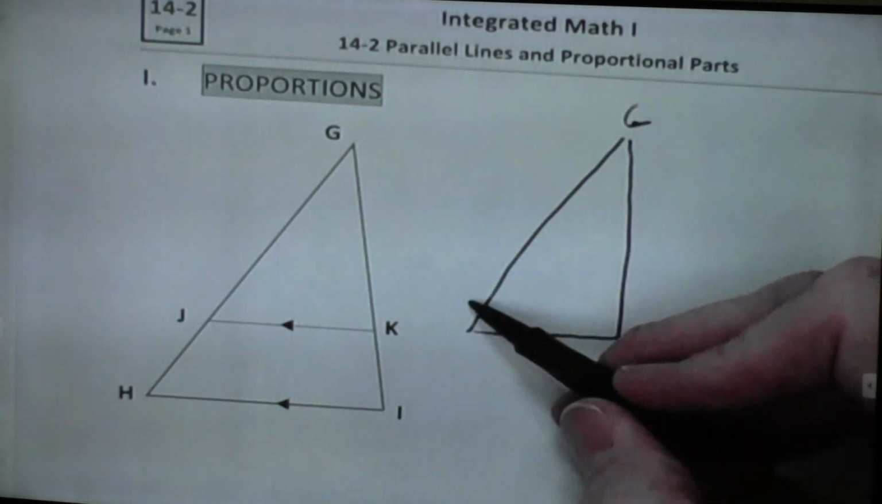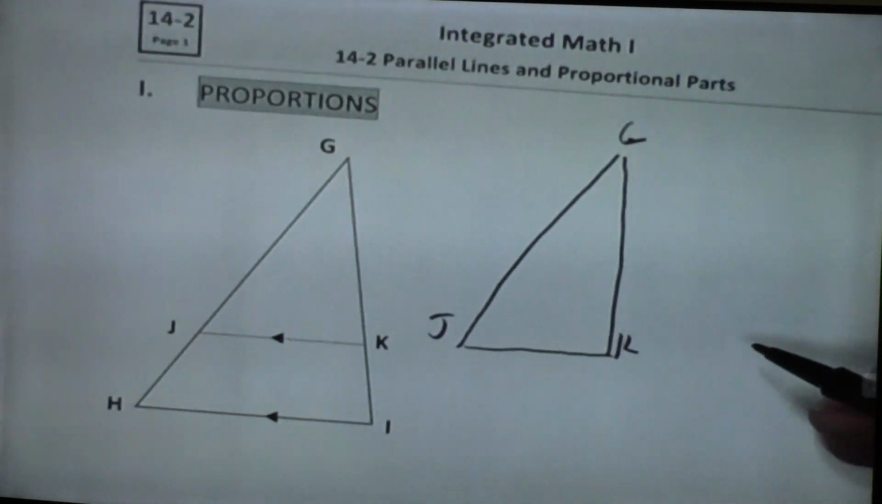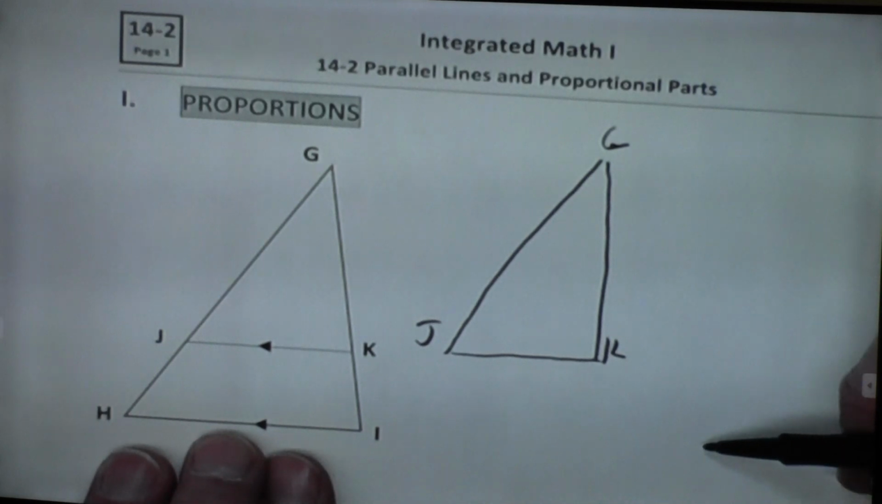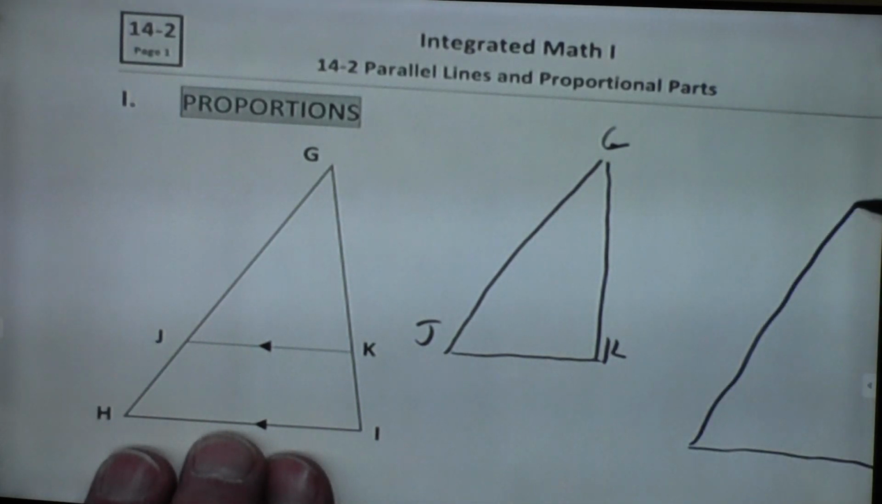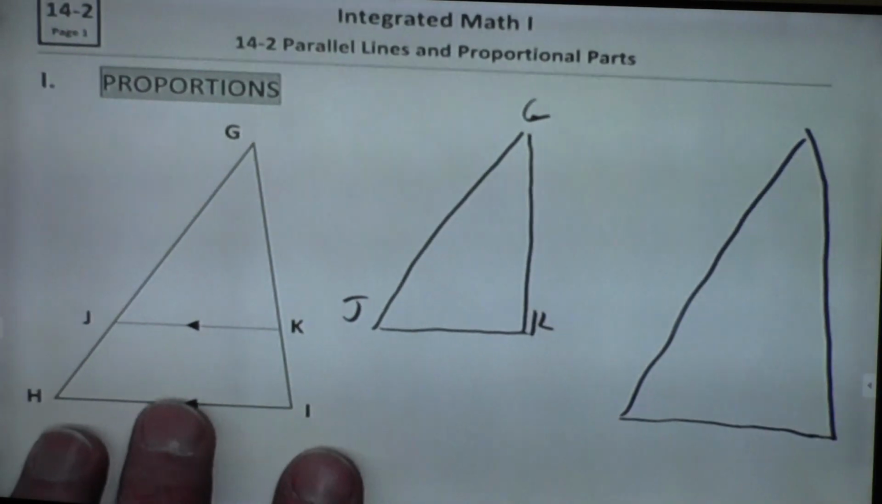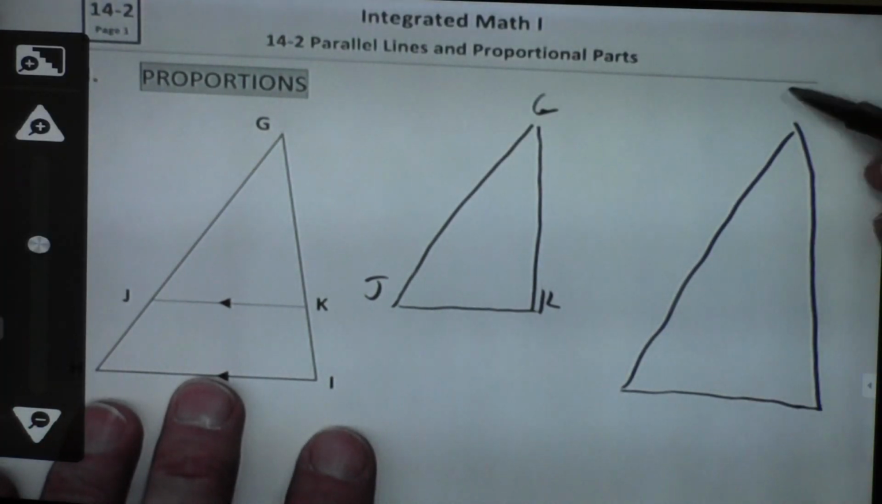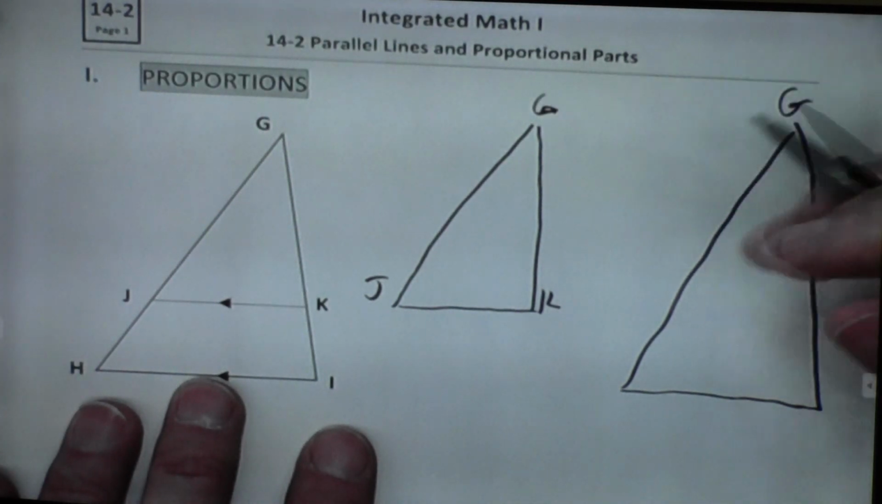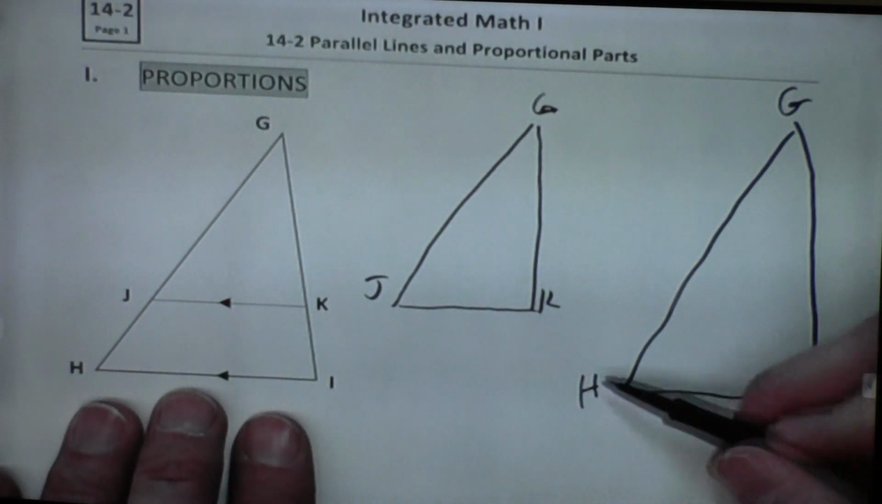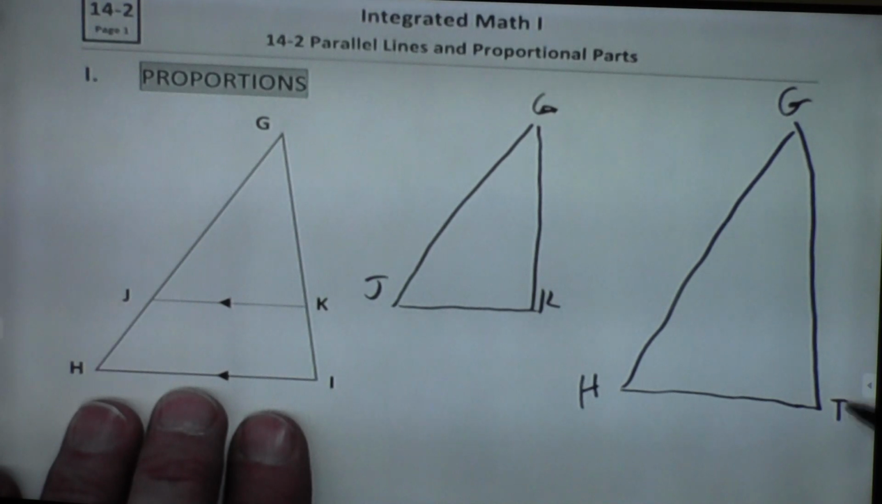So this one's G, J, and K. And we've got the bigger one. Now, admittedly, some of you are thinking, I can see the two triangles here. You don't need to draw it out. That's true, but it's easier for some people, and I'm one of them, to see them separated to do the comparisons too.